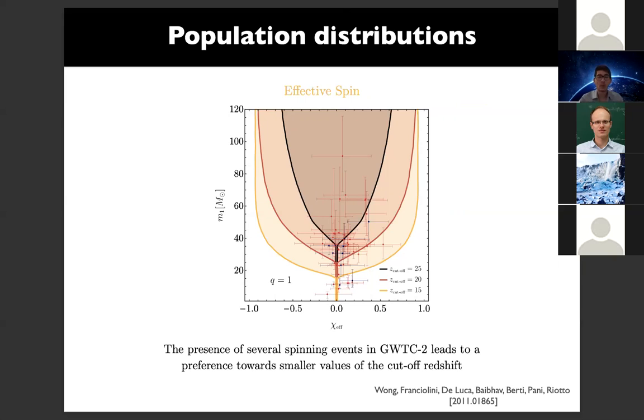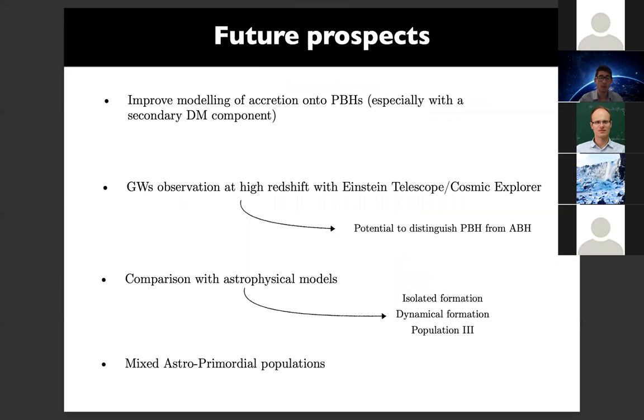So this concludes the description of the population distributions, and now we can give some future prospects in this line of research. Of course, it would be nice to improve the modeling of accretion onto primordial black holes, especially with the presence of a secondary dark matter component, which is responsible for the formation of the halo.